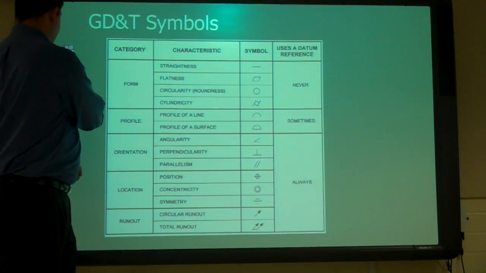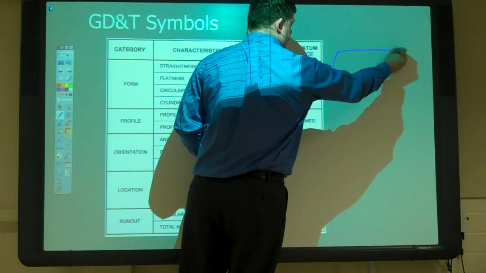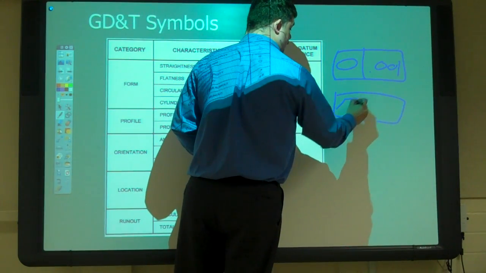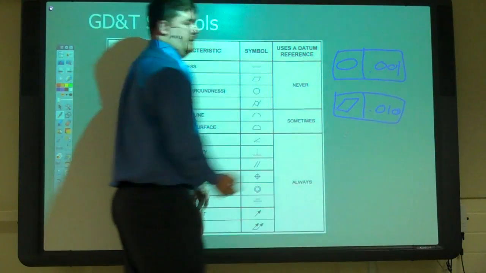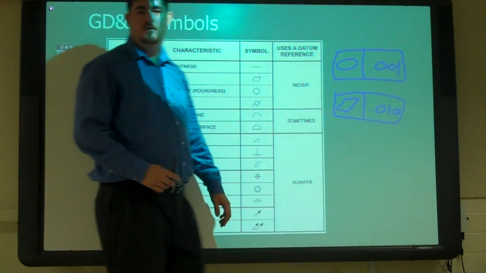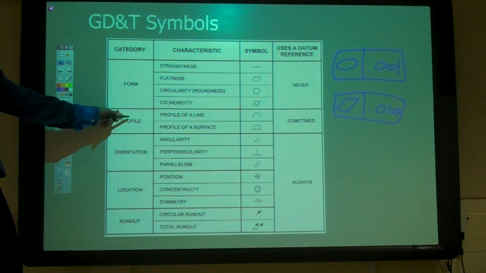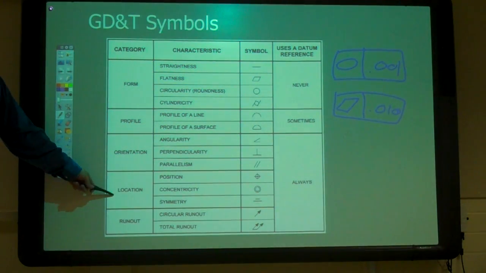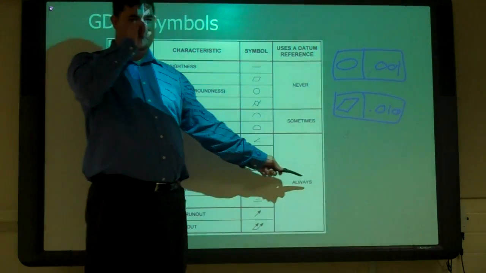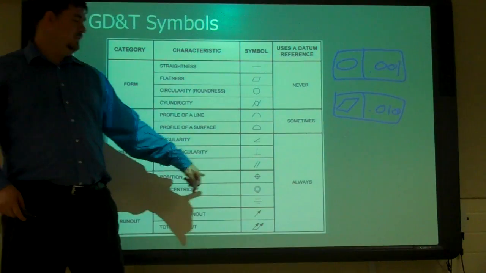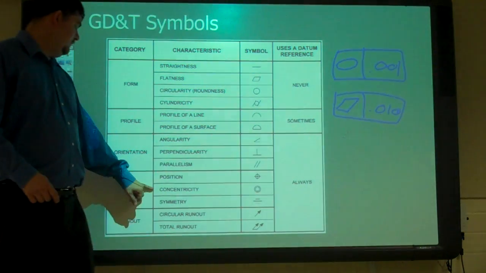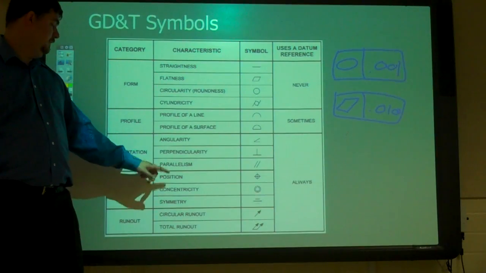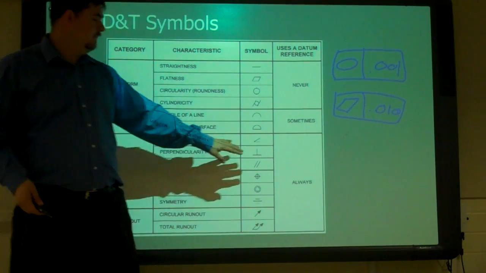So you use them in a feature control frame without a datum. Those would always be something like flatness, or circularity with a diameter. You never have datum references at the end. Profile of the line, profile of the surface, we sometimes use a datum reference, with orientation and location. And with those we always have to have a datum reference. If we're positioning something, we have to tell what we're positioning to. That's what the datum reference is. If it needs to be concentric, it needs to be concentric with something else. Or it needs to be perpendicular to something else. So we always have to have another reference for that.